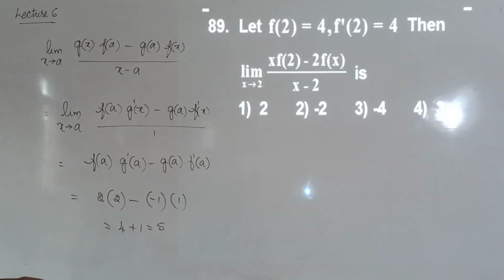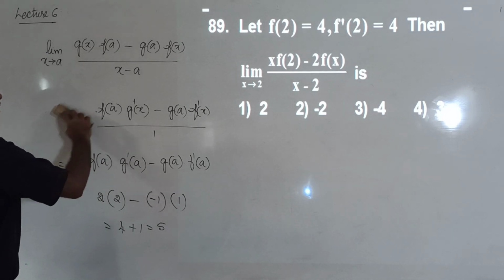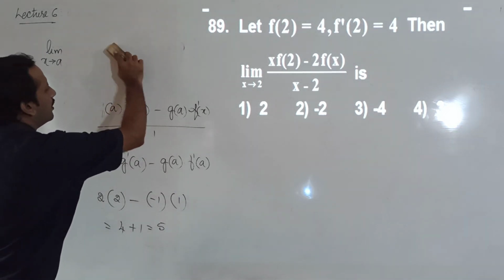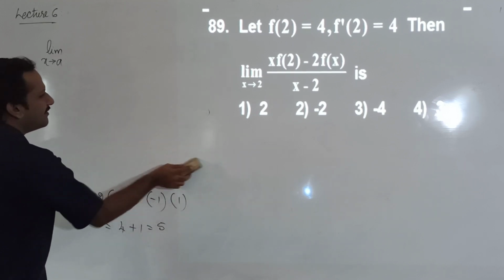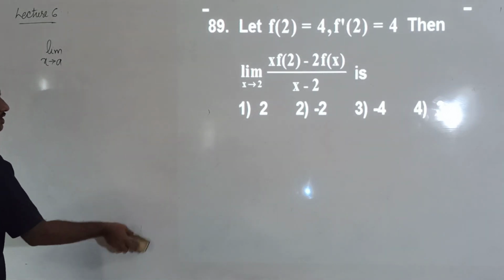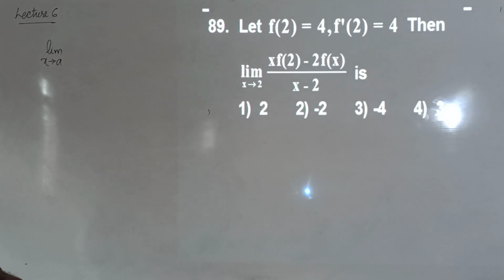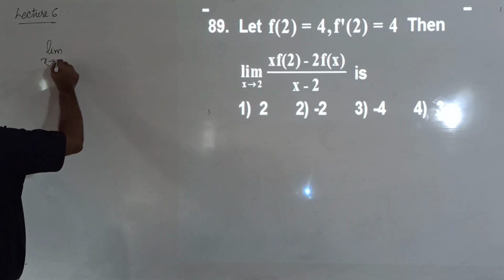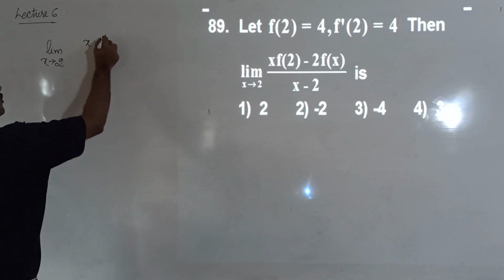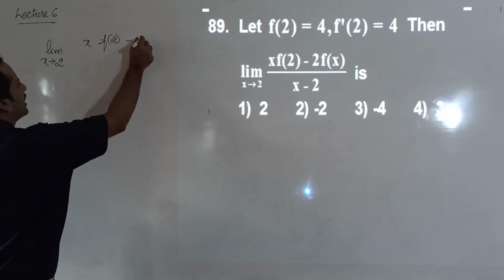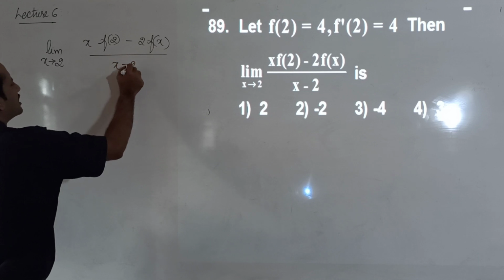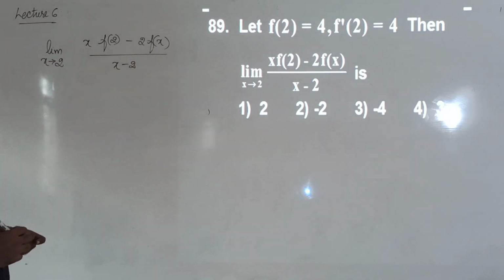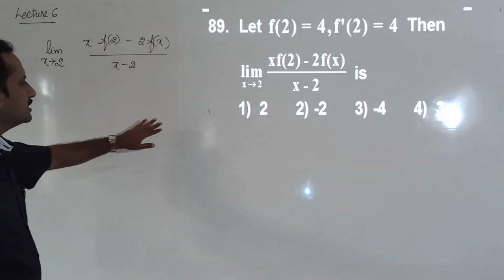Then 89th question. Let f of 2 is equal to 4, f dash of 2 is also equal to 4. Then what is the value of limit x tends to 2 of x into f of 2 minus 2 into f of x divided by x minus 2?